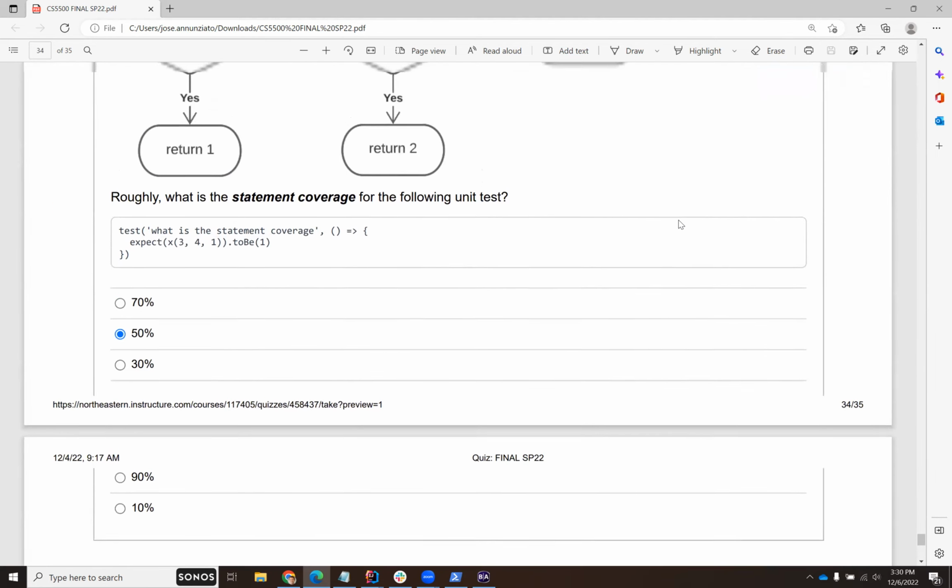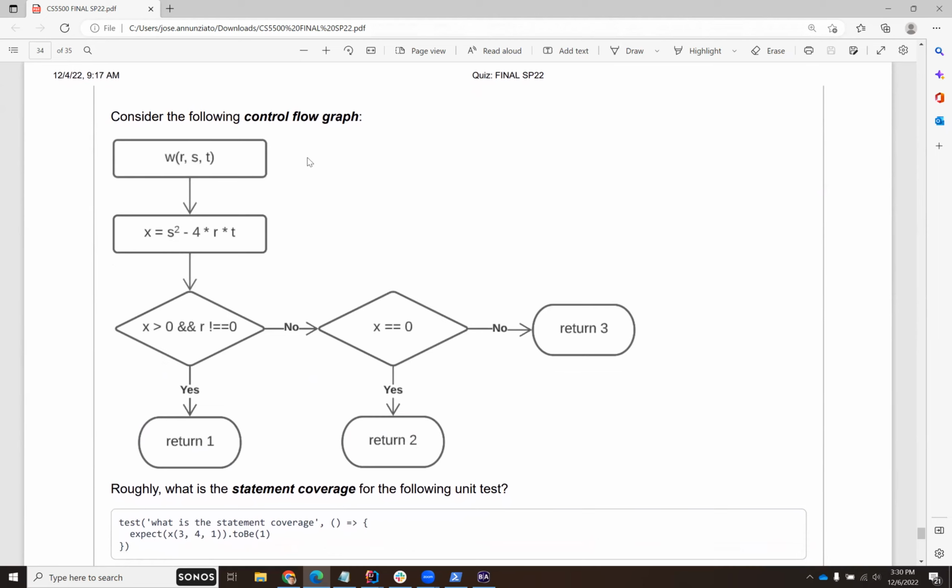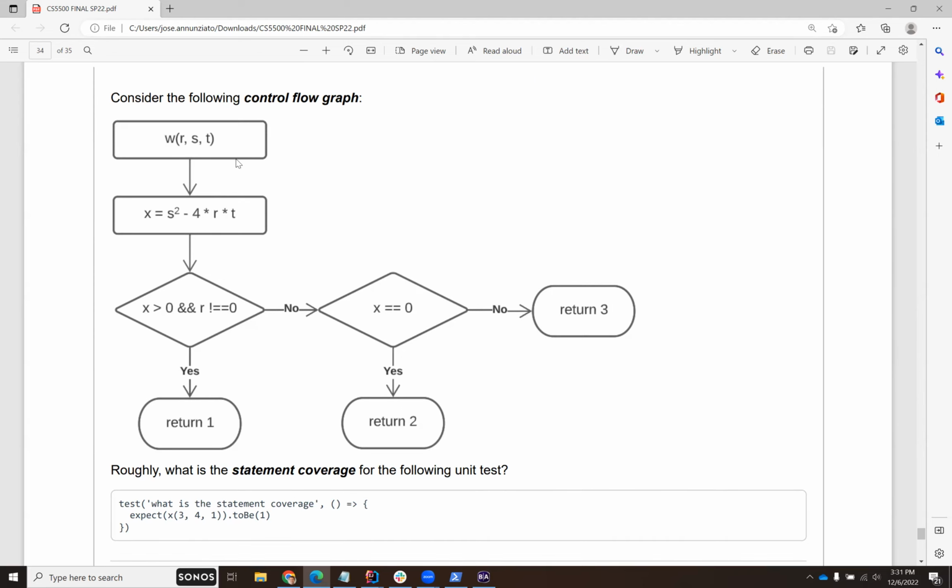So this, for instance, is a question that, given a control flow where you have a couple of nodes, a couple of branches, it doesn't really matter what this function does. That's not the point. We give you a function that has a couple of parameters, and depending on the values of R, S, T, it flows one way or another. And so, given this particular unit test using 3, 4, 1, it causes the flow of the application to go one way or another, but some branches will not be covered, right?